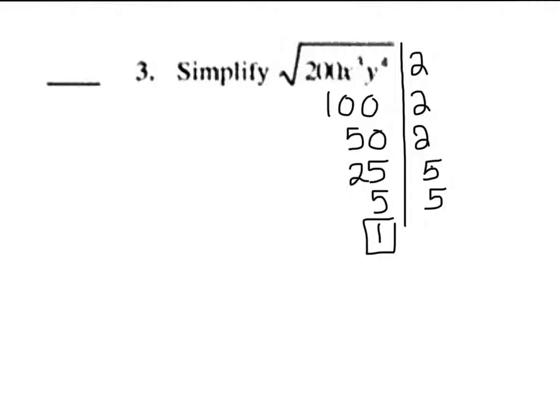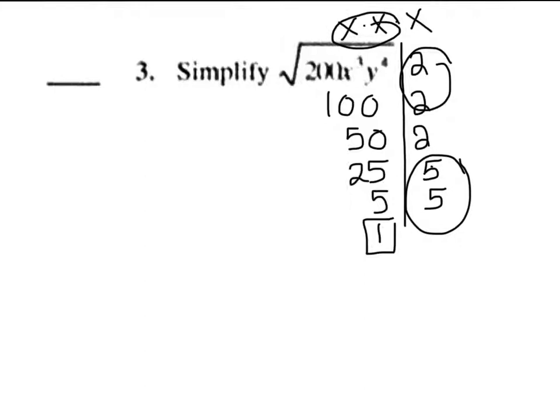So we circle our pairs, and now I'm going to move on to my variables. Well, x cubed means I have 3 x's, which means I can create 1 pair of x's. Y to the 4th means 4 y's. Well, that's 2 pairs. So now all the pairs go outside.